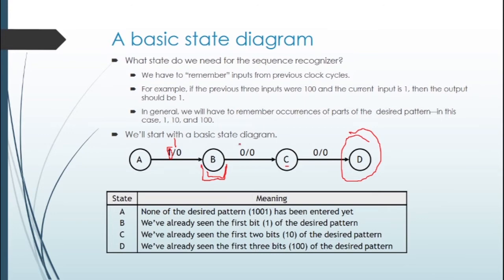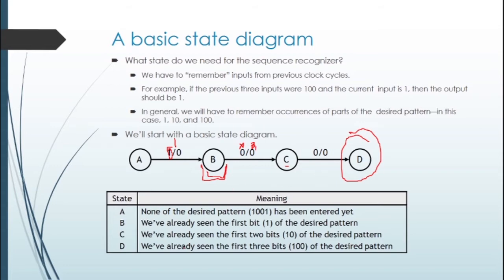This 0 means the input x, and this 0 after the slash is your output Z. So that output is still 0. When the first bit of the sequence comes as 1, the output will be 0. The second bit comes, the output will still be 0. If the third bit comes, the output will still be 0. After D, this will be the point when Z becomes 1 if the pattern completes.